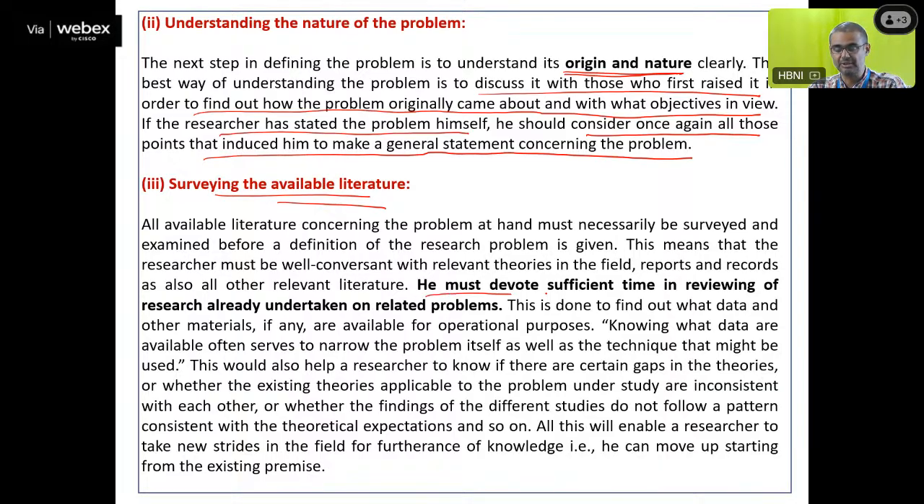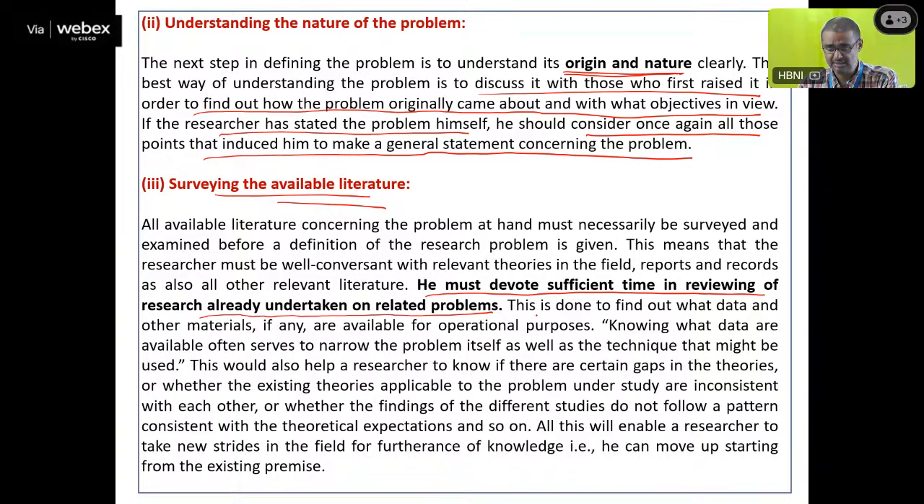The researcher must devote sufficient time to reviewing research already undertaken on related problems. So this you always have to do. Please neglect the long things we have written. Just try to remember the points. If you need to write one line, it is okay. I'm talking about the exam which you will have later on. Why is literature survey important? We'll discuss in detail in the next class.